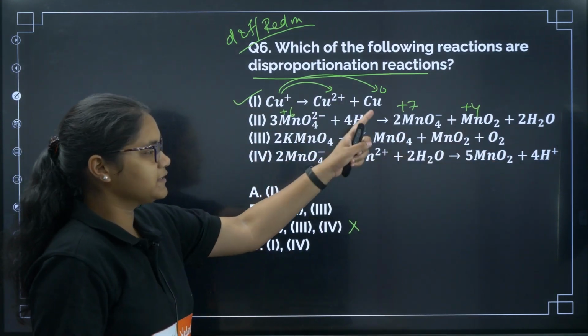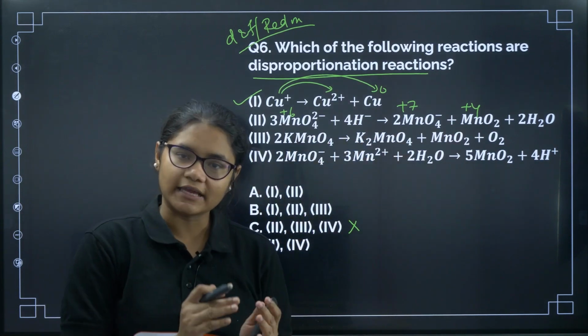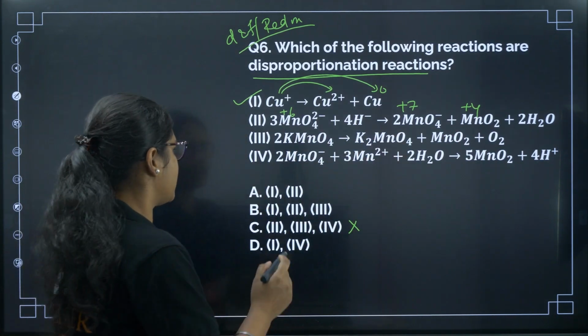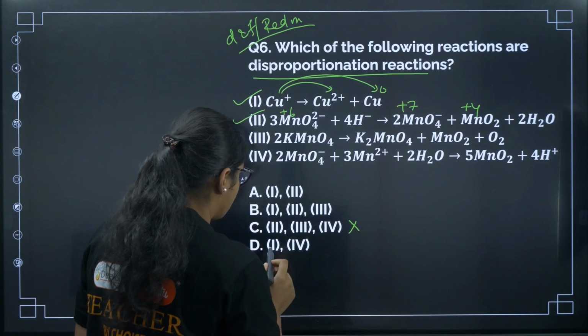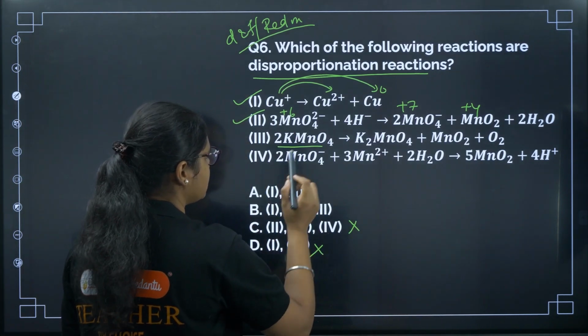So here also, from +6 to +7 is oxidation, +6 to +4 is reduction. So the same here, this also undergoes a disproportionation reaction, so 2 is also there. So we can eliminate those options where 2 is not there. We can eliminate these two. Now we can check for 3.